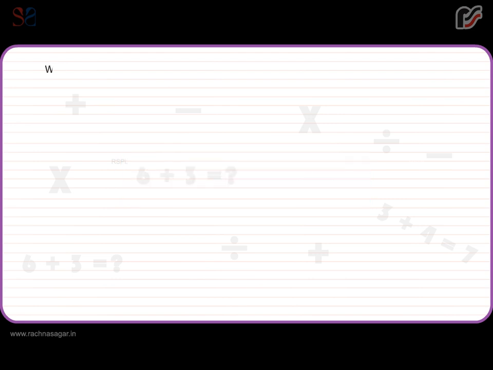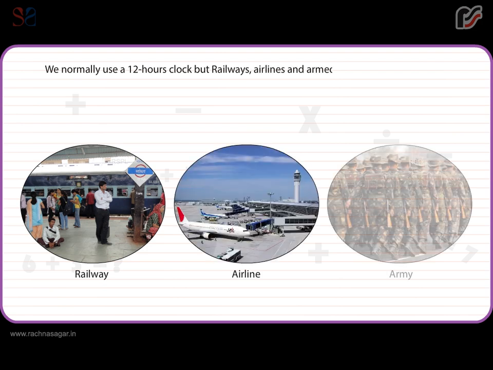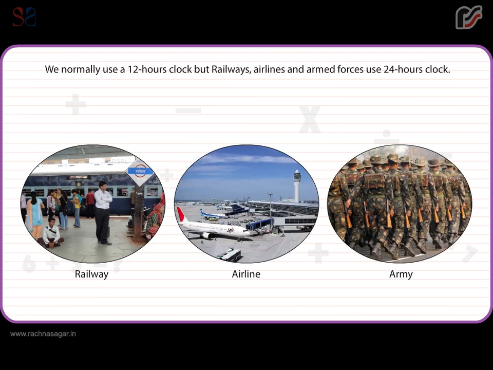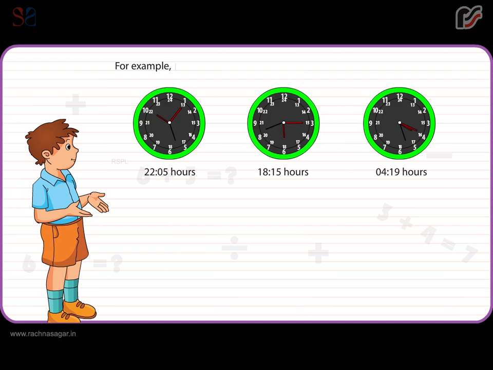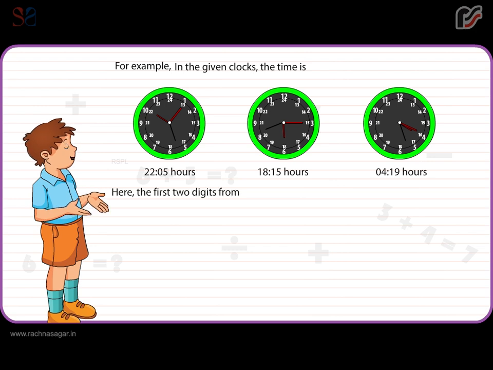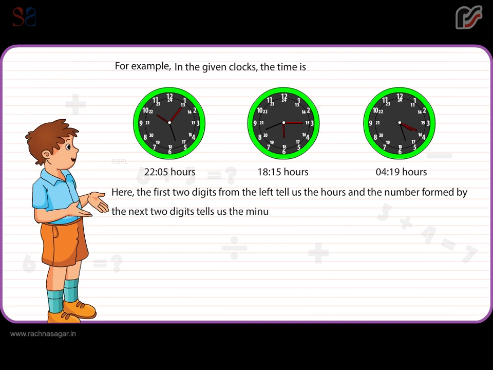24 hours clock time. We normally use a 12 hours clock, but railways, airlines and armed forces use a 24 hours clock. In this, the time is expressed in 4 digits. For example, in the given clocks, the time is 22:05 hours, 18:15 hours and 4:19 hours. Here, the first 2 digits from the left tell us the hours and the number formed by the next 2 digits tells us the minutes.